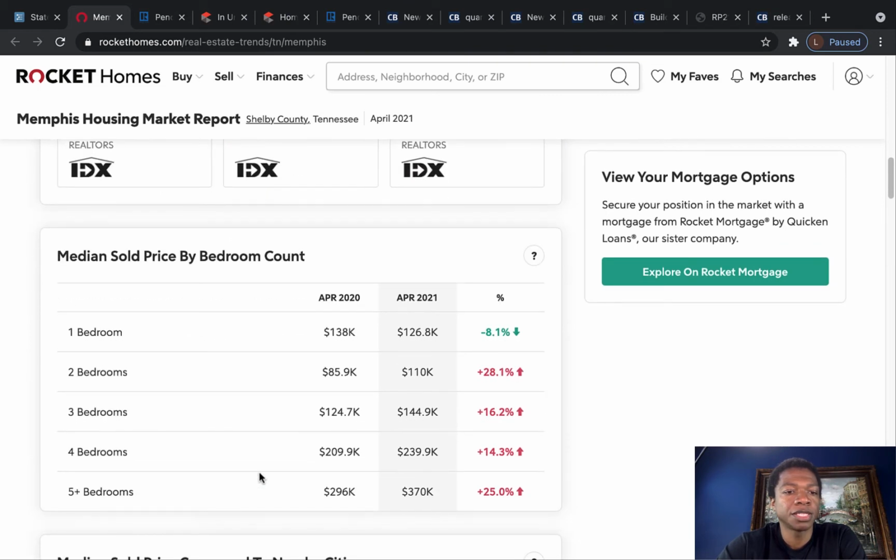And sales price by bedroom count, we can see how that looks. 16.2% for the 3-bedroom homes. And we can see that the prices take quite a jump when we go from that 3-bedroom to the 4-bedroom and even the 5-bedroom homes. And it's actually the 5-bedroom homes and the 2-bedroom homes are the two sectors that have increased the most. And most of these 2-bedroom homes are going to be investment properties.